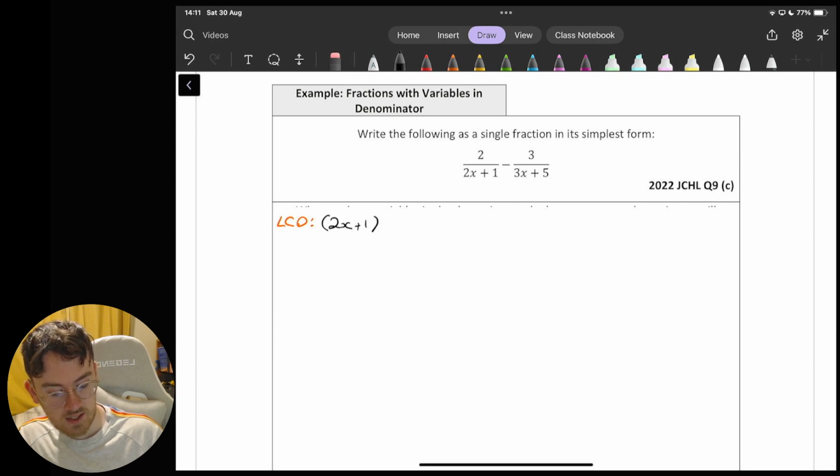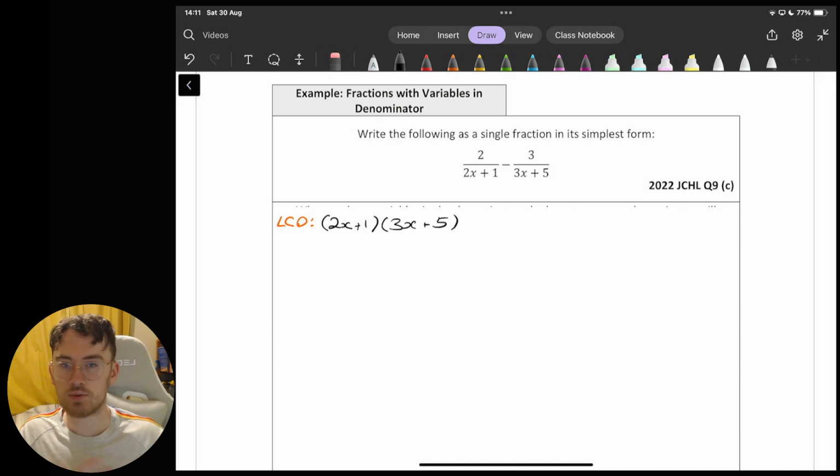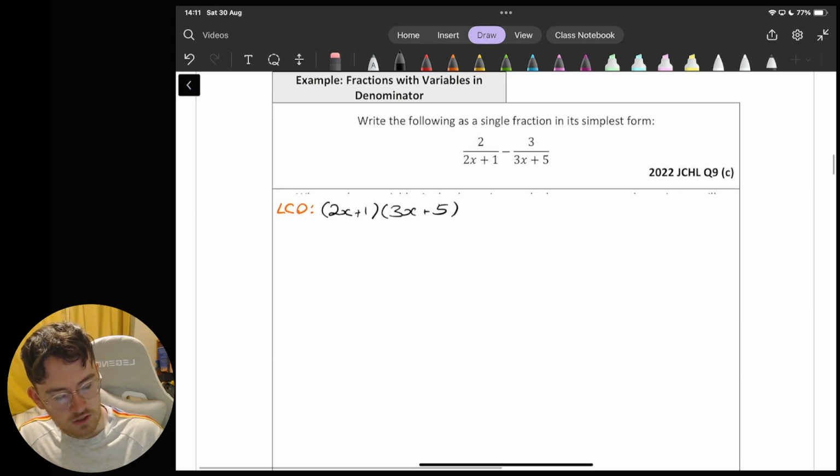And you may get lucky here, and one of the denominators happens to be a multiple of the other. You may be able to work in that way, but for the large part, this is going to be the straightforward way to work with them, and this will always work. Even if there are simpler ways or simpler denominators you could use, this will always work for you. So we've found our lowest common denominator.